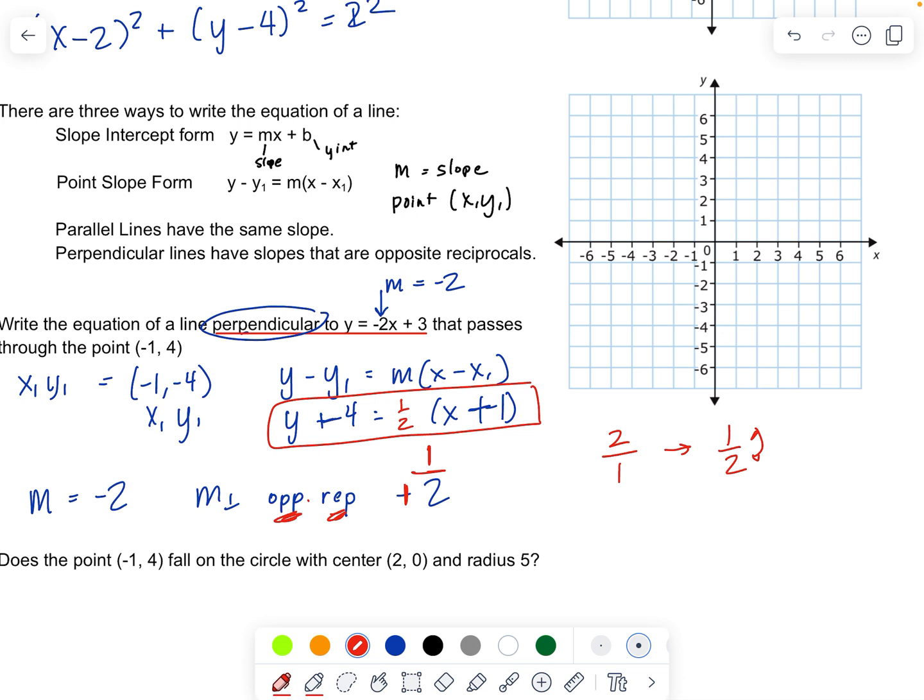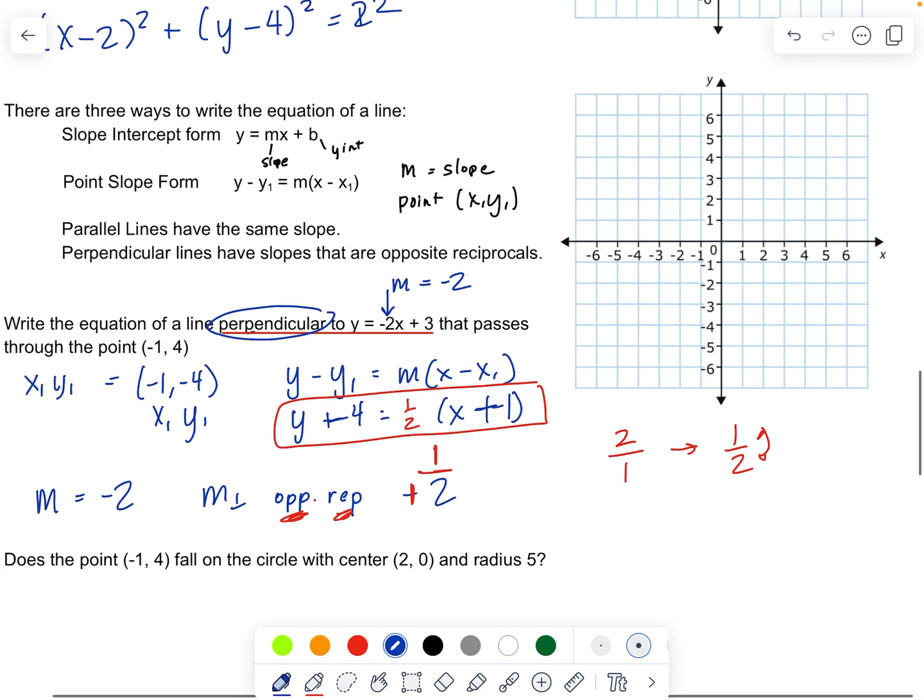Let's go ahead and graph this. This line goes through the point (-1, 4), and then it has a slope of 1/2. The slope of 1/2 means up 1 over 2, up 1 over 2. So if I were going to sketch the graph of this, it would look something like that.